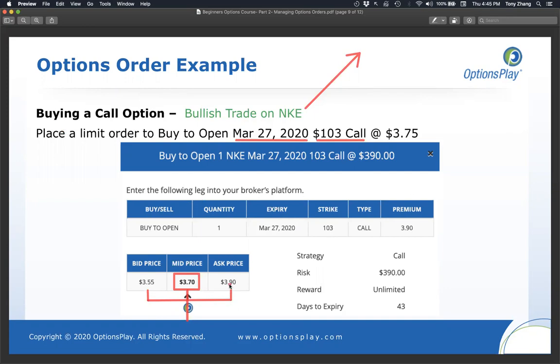Great point, Paul. But so if I'm bullish on Nike and I'm looking to buy this call and I see that it's trading at 3.55 by 3.90 and the midpoint's 3.70, I would always move about 5 cents off that midpoint as a starting point.